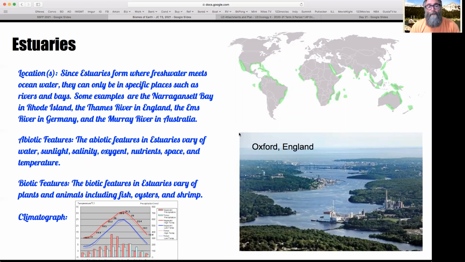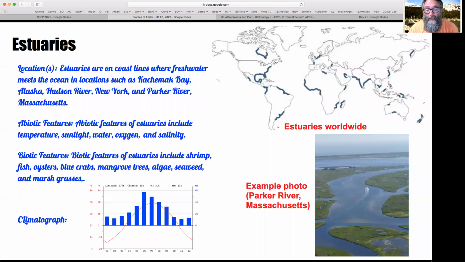Estuaries are places where freshwater and saltwater meet. Again, this happens all over the planet. Again, the climatograph is not a good idea because, of course, estuaries are found all over the planet. Now, what I would like you to know is that these are extremely dynamic. Part of the day it's saltwater because high tide, part of the day it's freshwater because low tide, right?